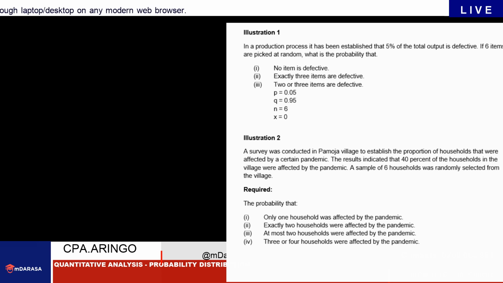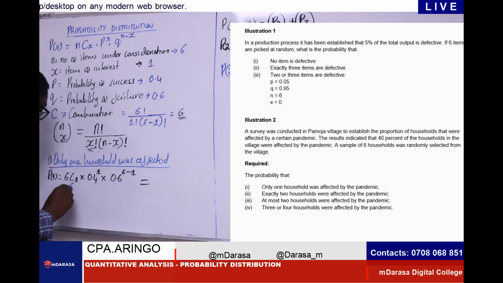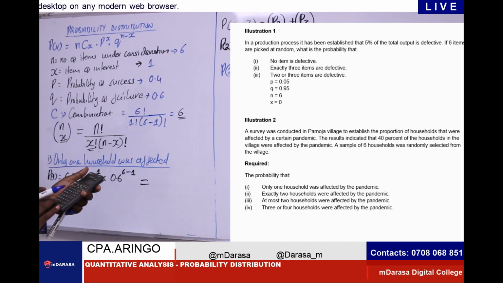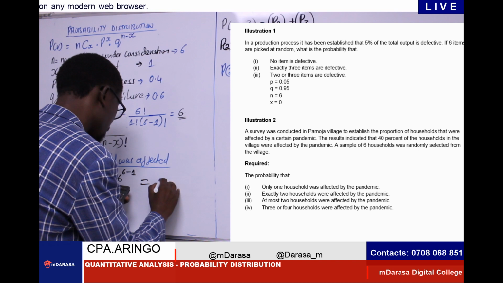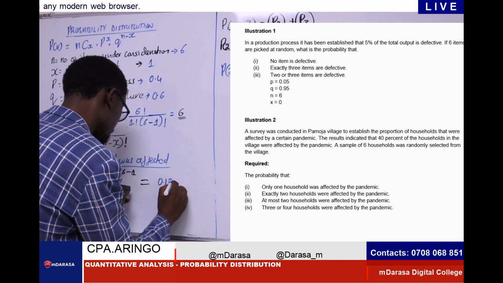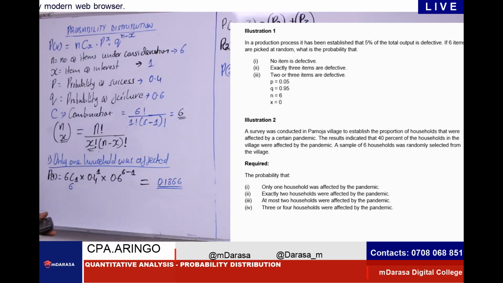We can determine that very quickly. So, of course, on our calculator we should have the value that we already determined, which is 6. So I'll have 6 times 0.4 raised to power 1 times 0.6 raised to power 5. So we are getting 0.1866, the probability that only one household was affected. So that's what you're supposed to do.